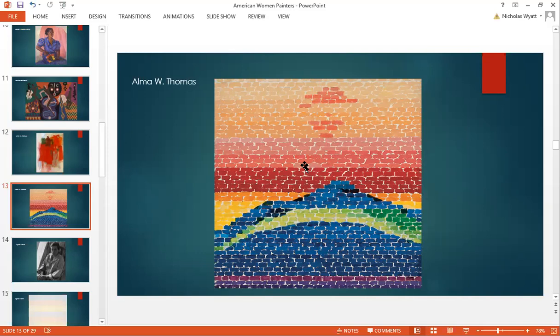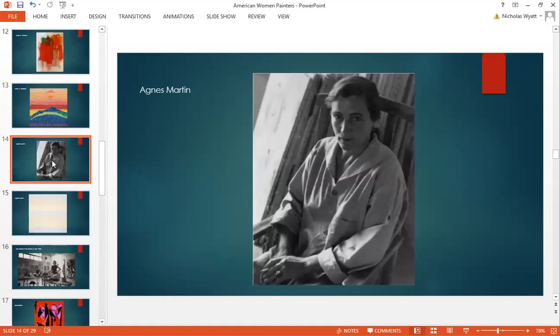Another artist who used very formal qualities in her work is a Canadian-born artist, but she took American citizenship, and that's the abstract painter Agnes Martin. And now we've moved to a time that's really post-war. And Agnes Martin, while she was still young, moved to a colony of artists in New York at a set of studios called Coenties Slip.